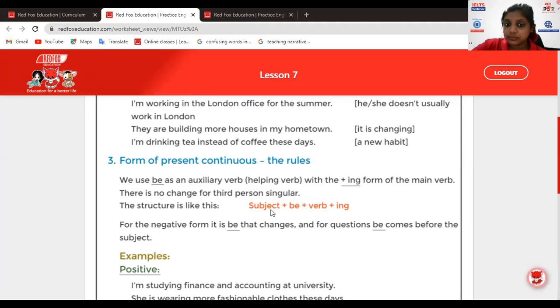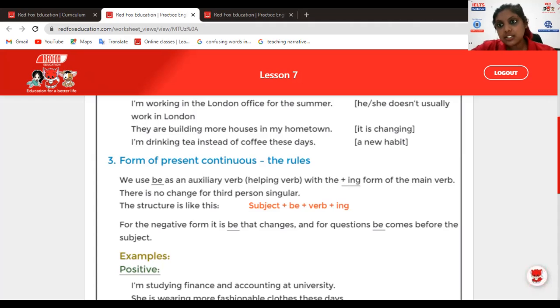So it's like subject, let's say Sonia, because Sonia has been a wonderful guest today. So Sonia plus be verb. When you put the be verb, we can say Sonia is, and then the verb. So listen, and then we can put ing. So Sonia is listening. So this is how you can split and make a present continuous sentence.